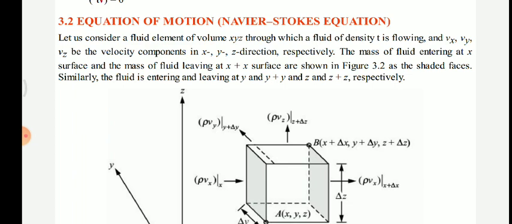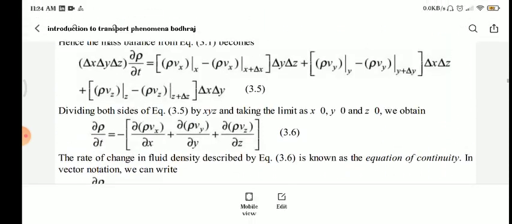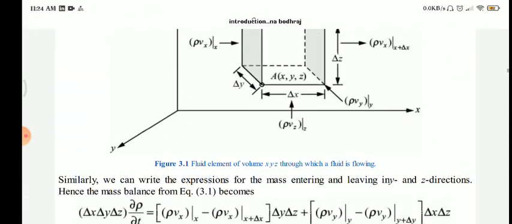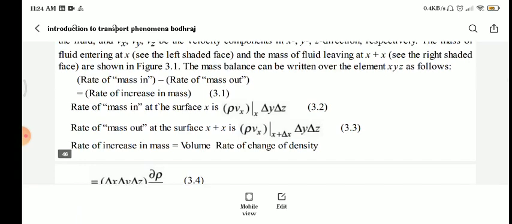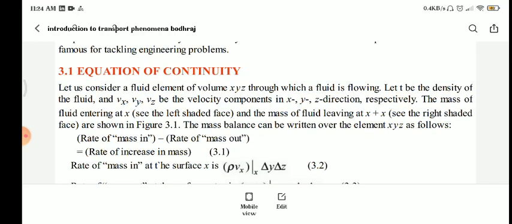In the previous lecture of transport phenomena, we were discussing the equation of continuity. Generally, this is defined as the rate of change of mass, where mass is transferred from the panel in the direction of x, y, and z.